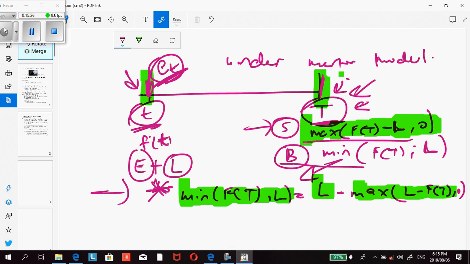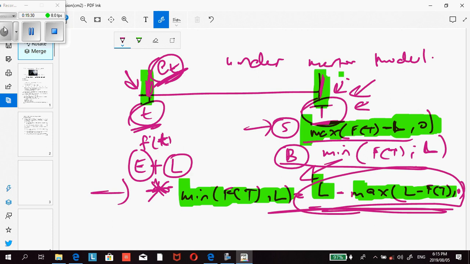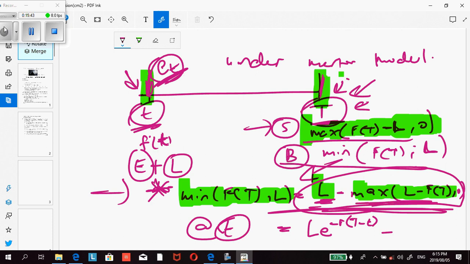And what the bondholders will get, well, you just have to simplify this expression here. I'm going to discount the L. So at time little t, I'm going to have L e to the minus r (T minus little t). And if you look at this, this is the payoff of the put option. So I'm going to evaluate the put option at time little t.